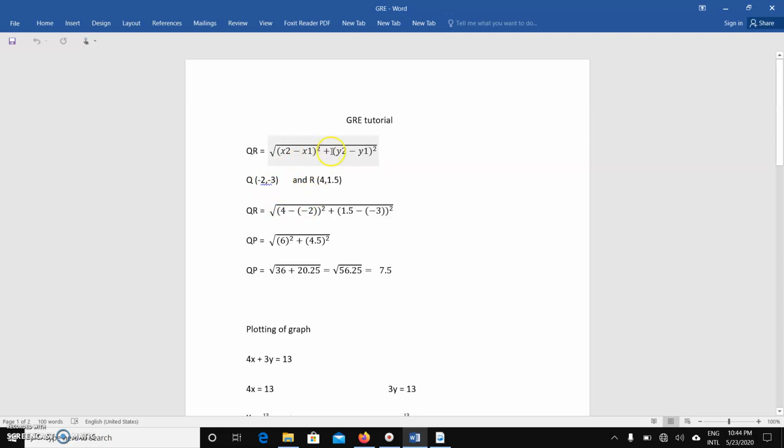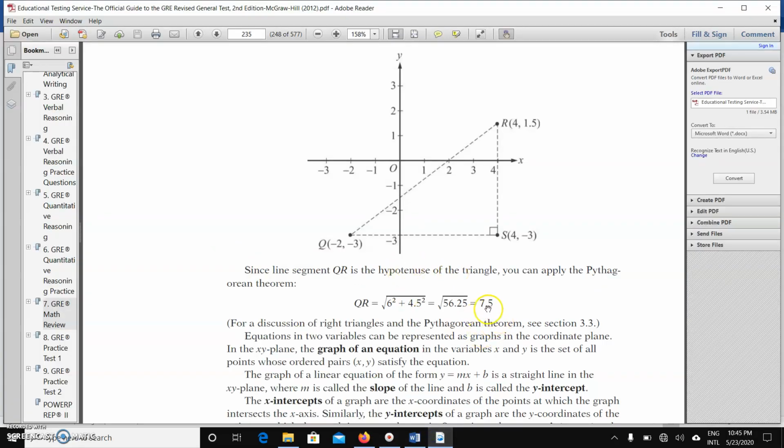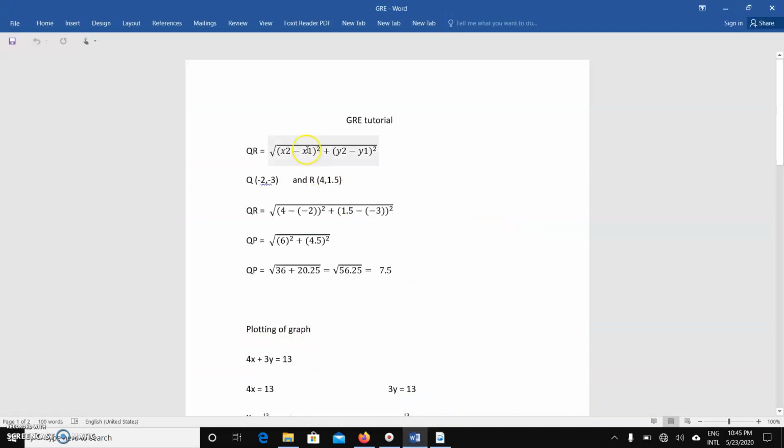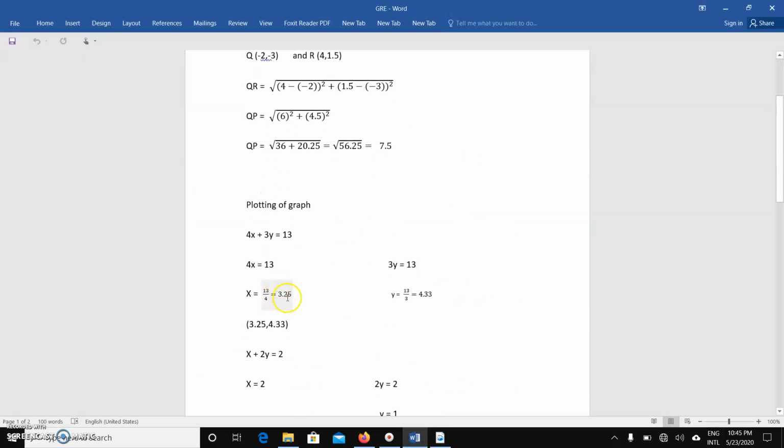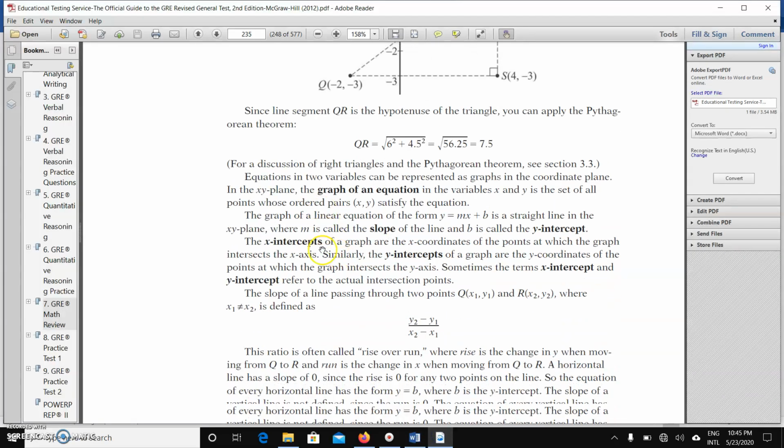Y2 will be, sorry, not minus, 1.5, and y1 will be minus 3. Put that into the equation here and solve it correctly. You have 7.5, just like we have here. So all you need to do is just know the formula and apply it correctly. Okay, let me move on.